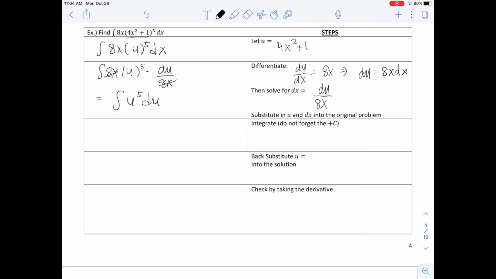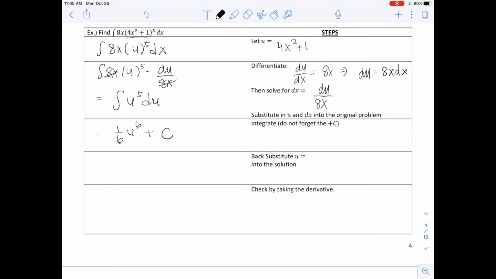So we took something that we were unable to integrate before, the integral of 8x times 4x squared plus 1 to the 5th. We could not integrate that at that time. We could if we had multiplied that out, but that would have been a lot of work. So what we did is we used u sub and we rewrote this, and now we're at the integral of u to the 5th du, which is a lot easier to integrate. So the next thing says integrate and don't forget your plus c. So this is going to be equal to 1 over 6 u to the 6th plus c.